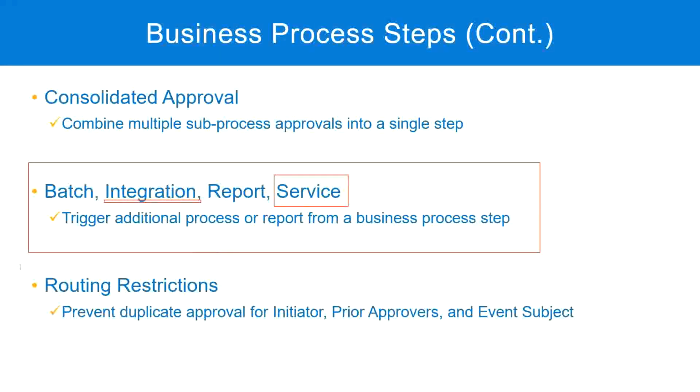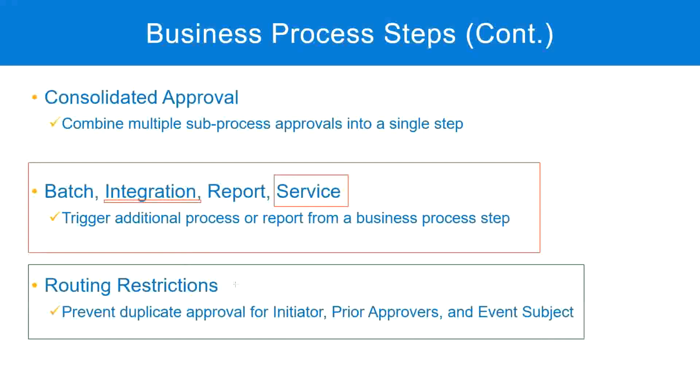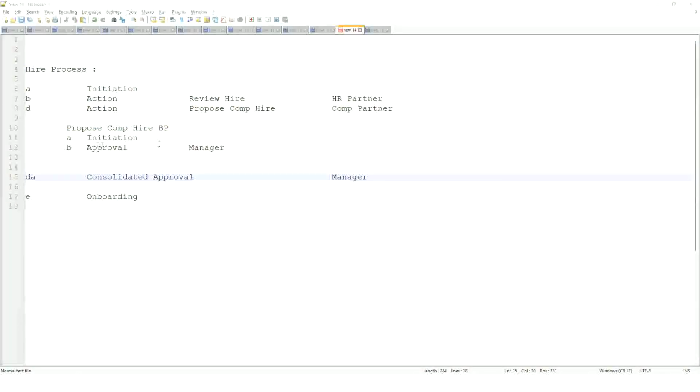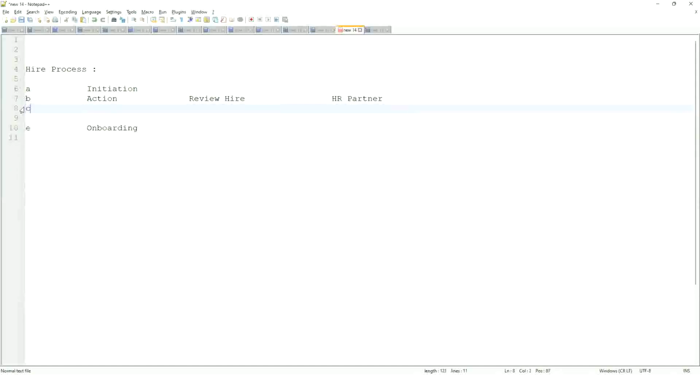And then comes a very interesting topic which is routing restrictions. You can restrict who does those approval steps. Now let me give you an example. So let's say this is your process. Let's remove the consolidated approval. Let's say step C is an approval task, and it is to be done by the HR partner.